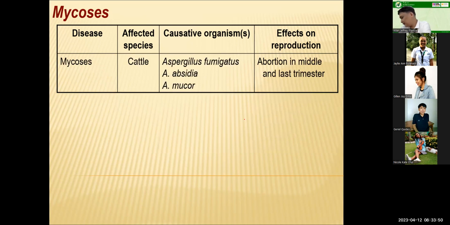Another one, we have fungal infection. We have Aspergillus species. And not only cattle, but also small ruminants as well as companion animals. Abortion is expected during the middle and last trimester of pregnancy. So we have fumigatus, Absidia, as well as Mucor. These are just examples of mycotic infection in cattle that could cause abortion.